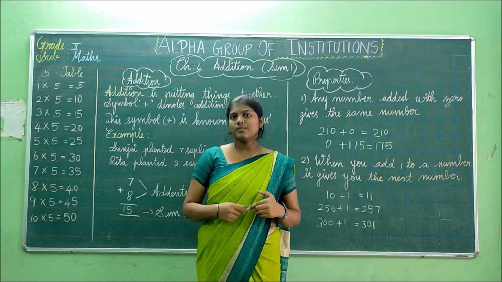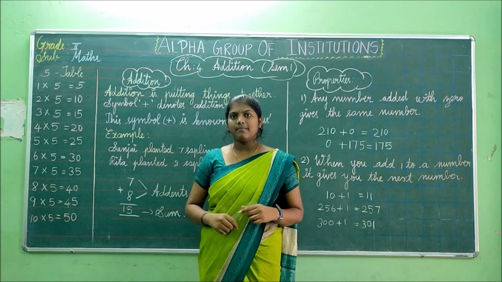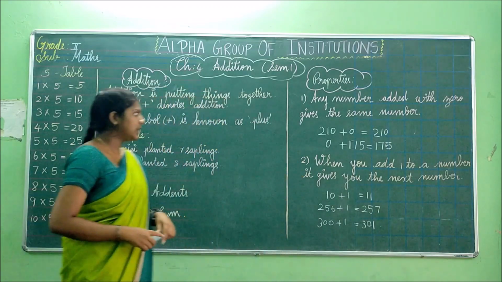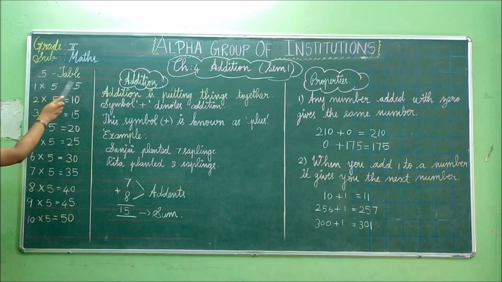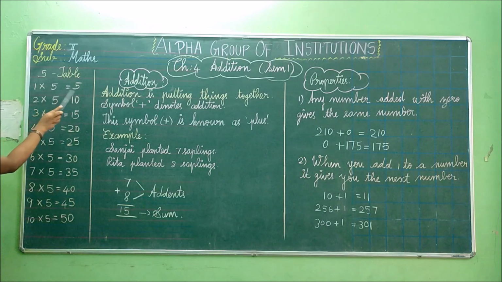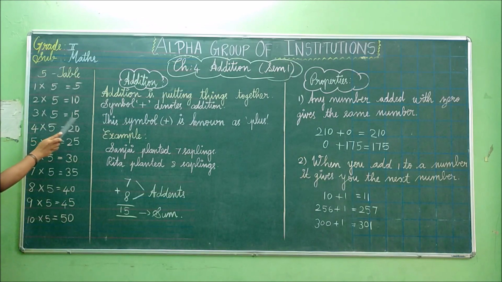So today first we are going to learn 5 tables. Shall we learn, children? Okay, look here. 5 table. 1 5 is 5. 2 5s are 10. 3 5s are 15.